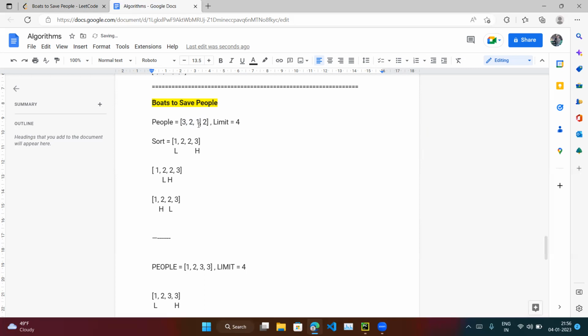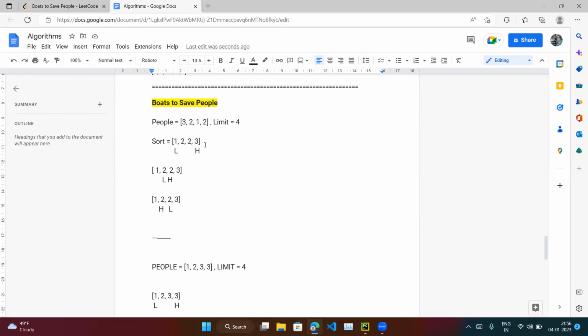All right. So how can we check which one is the maximum and which one is the minimum? To check the maximum and the minimum, we can sort the array. If we sort the array, the first one is the minimum and the last one is the maximum. So our array is 1, 2, 2, 3. Then it's a very easy question. We just have to use the two-pointer approach. We will place the left pointer here, at the lowest weight, and the right pointer at the highest weight.